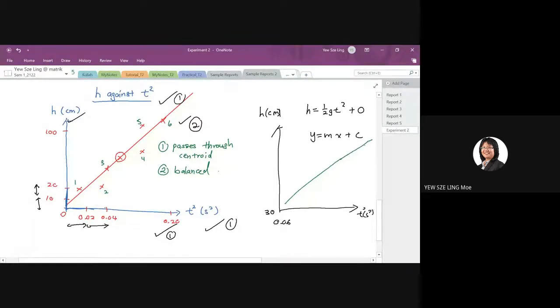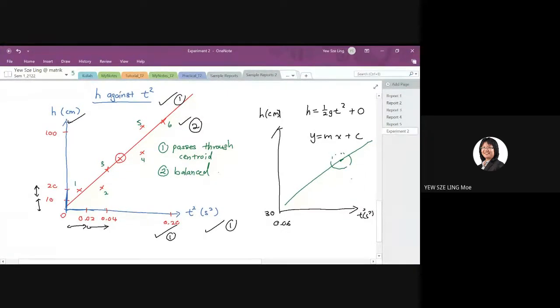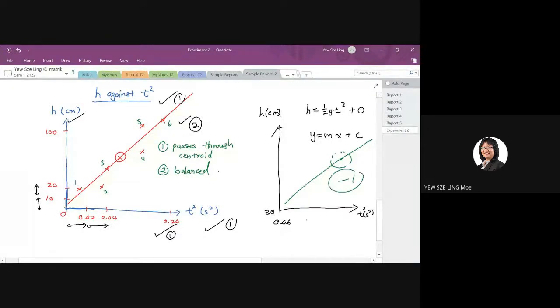It's sagging a little bit. Okay, when you join these 2 straight lines together, so if that happens, for example like this one I showed on the right hand side, then 1 mark will be deducted. No marks for the best fit line, because it's no longer a straight line.